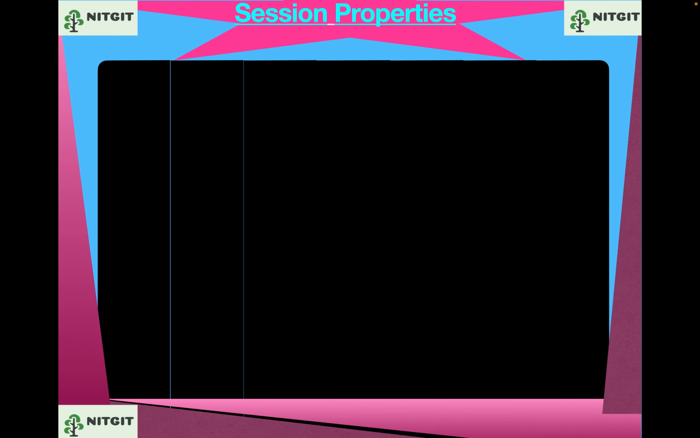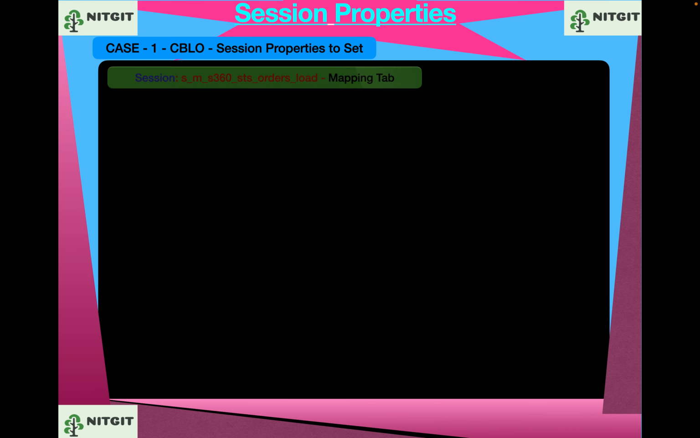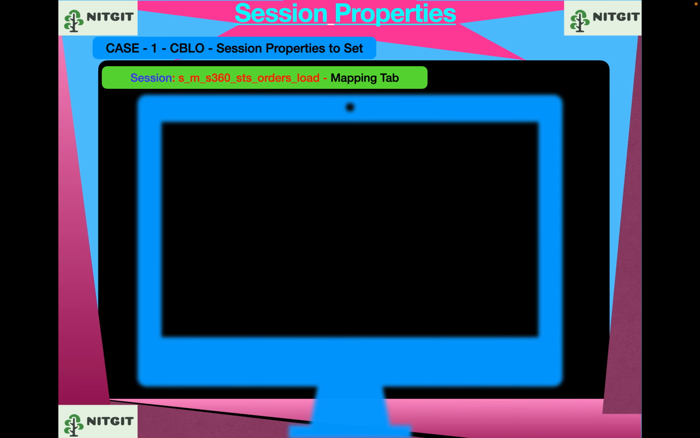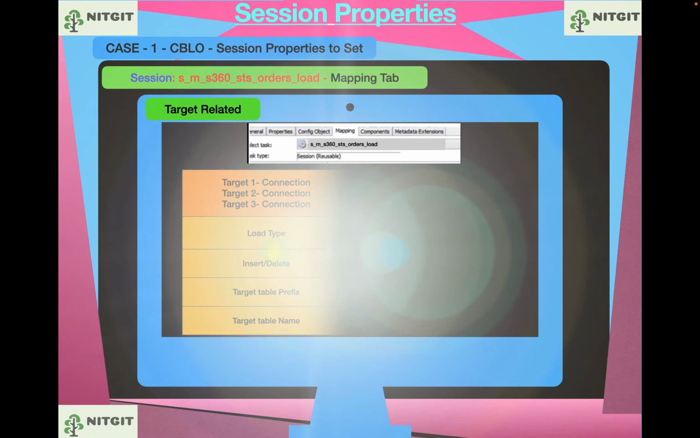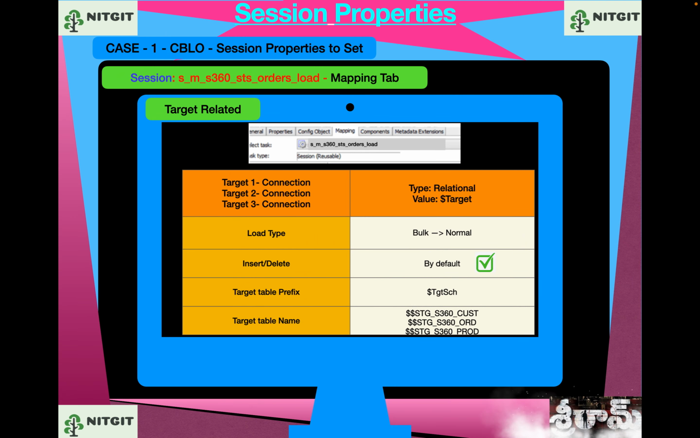Let us see the mapping tab, target related properties. Our target is our database here, the Teradata database. So, target related properties here. I have three targets, so three target connections need to be reset.